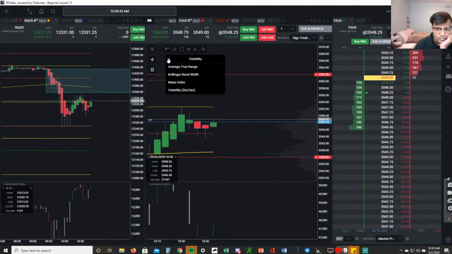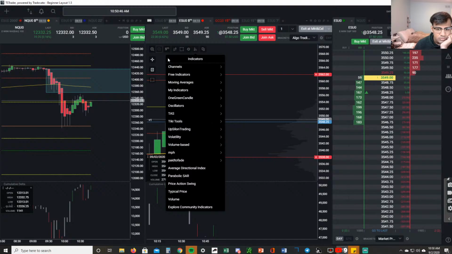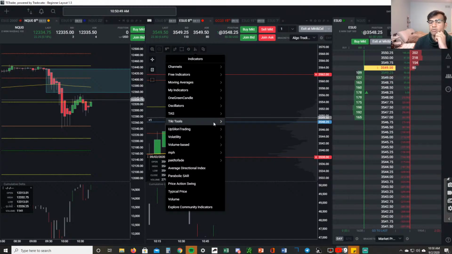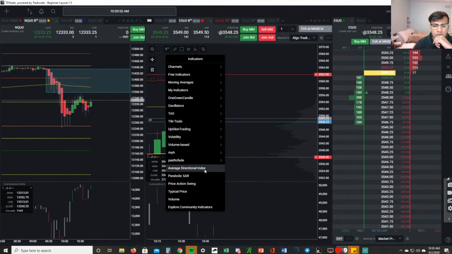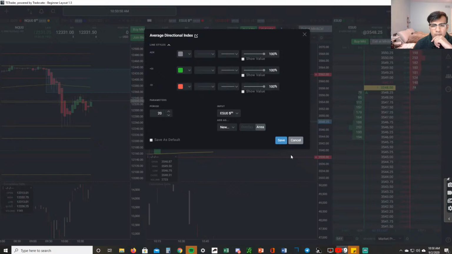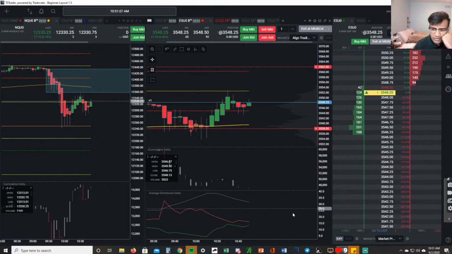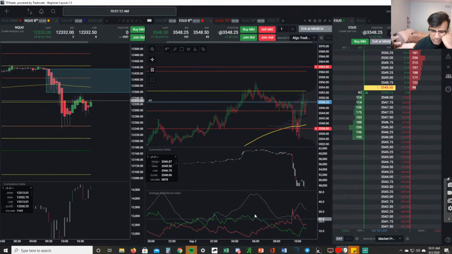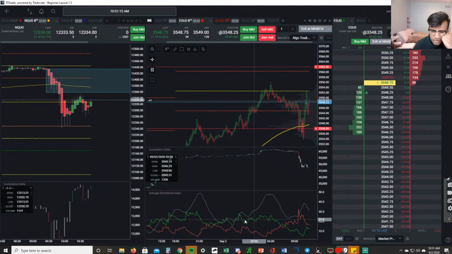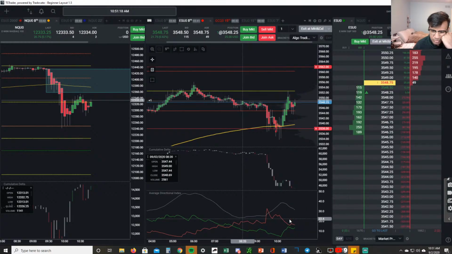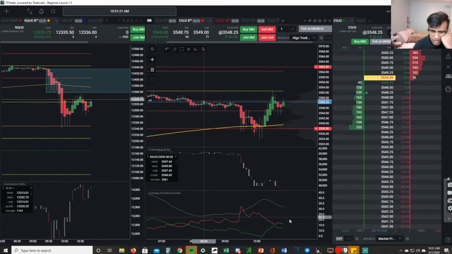You have the average true range that a lot of people use as well. They say that when the average true range is getting lower and lower, you see a bit more chop. Is this it? I think this one's it, right? For Tradeovate. Average directional index. What is this? I didn't see it like this before. Interesting.